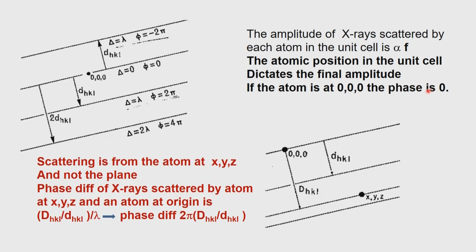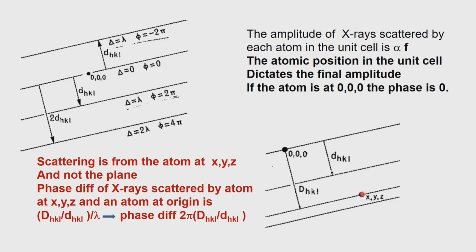Now, what happens if the point is not on the plane? This is something of extreme importance, and we will discuss that in a minute. Now, suppose we have a 0 0 0 plane, just like that plane here. The first diffraction will occur at a distance of d of HKL. Now, the second one will occur at 2 d of HKL and so on.